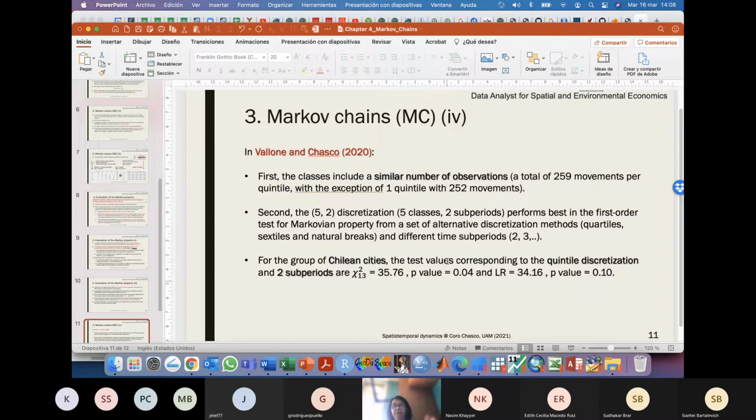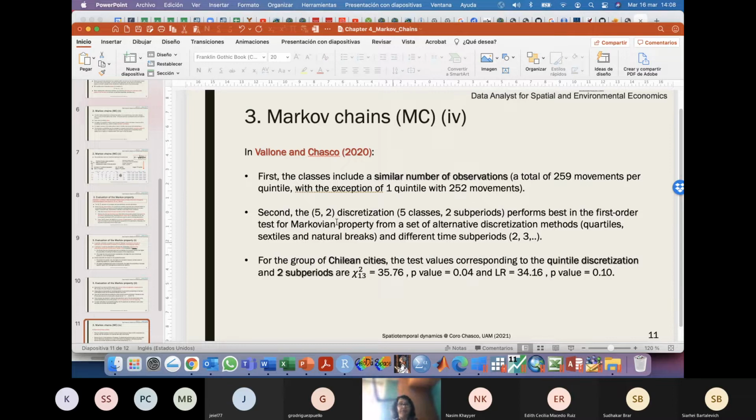Then we could consider any other kind of discretization methods, for instance, quartiles instead of quintiles or sextiles, or even natural breaks, or some other kind of divisions of the distribution. And not only the division in classes, but also different numbers of subperiods, not only 2, but perhaps 3, because in 1950 we had another important change in economic terms in Chile. So we could consider from 1930 to 1952, from 1952 to 1970, etc.